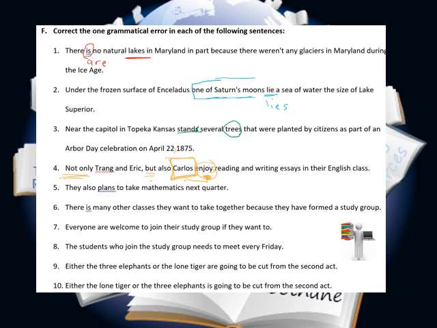We also plan to take mathematics next quarter. Plans should be planned. Okay, very good. They also plan. Very good. It should be plan, because they is plural and plans is considered a plural verb. We need a singular verb, which would be plan. Yes, Muhammad. There is many other classes they want to take together because they have formed a study group.